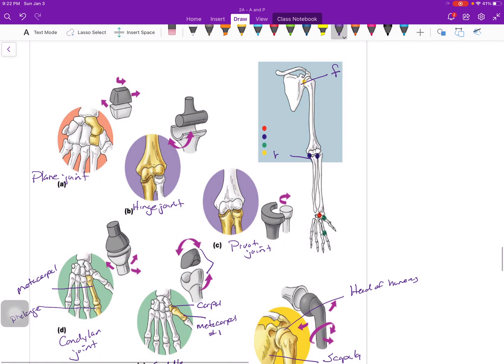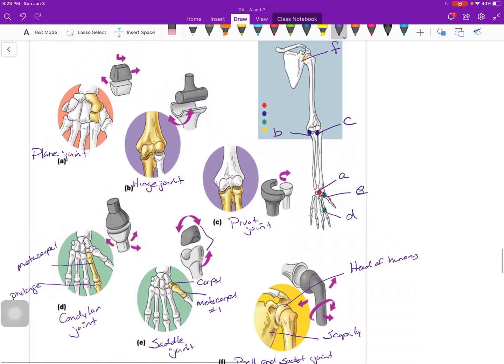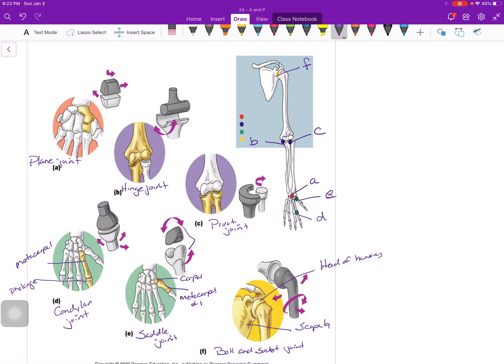This would be B, your hinge joint. This would be C, pivot joint. This is a plane joint. This would be a saddle joint. We said saddle joint, so that would be E. And then finally, you would have here D, your condylar joint. So that's where you can see each one of those located.